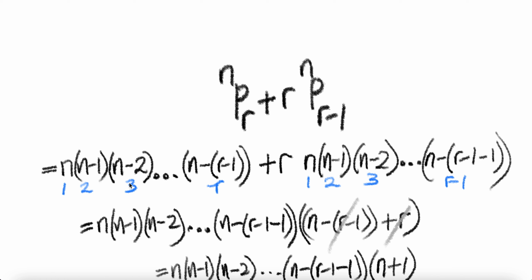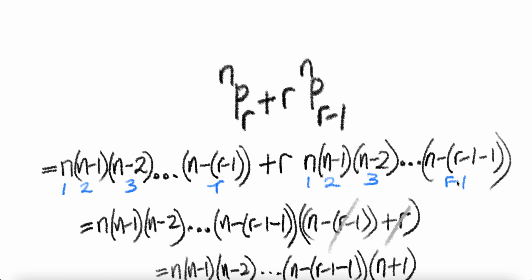Just like 3 less 1 is 2, r less 1 is r minus 1. Now do the same here. Start with n, and reduce until you get the (r-1)-th term. One term, two terms, three terms, and so on, and then here we stop. We have reached the (r-1)-th term.